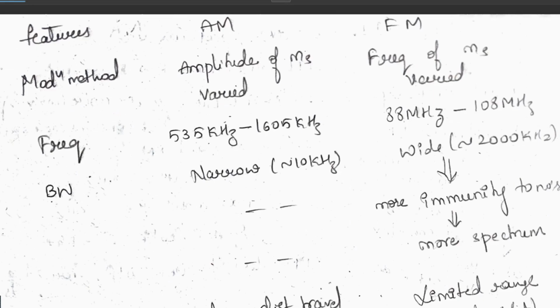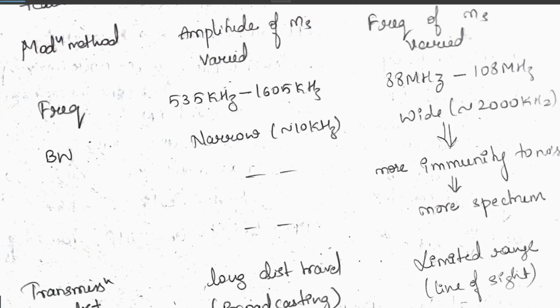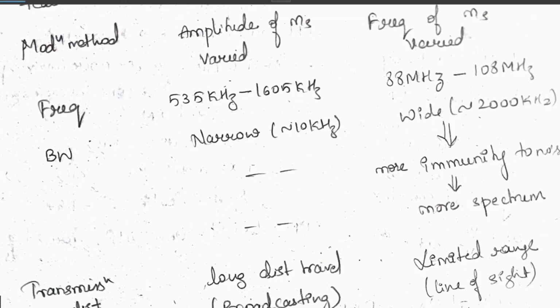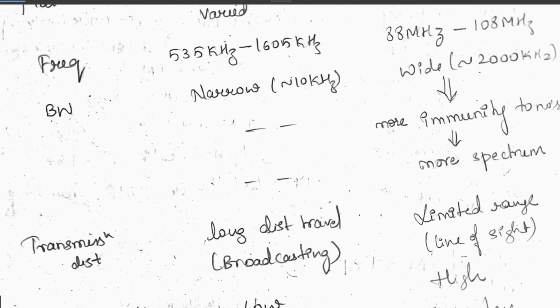First is the modulation method. In AM the amplitude of the carrier is varied; in FM the frequency is varied. Here the frequency is 535 kilohertz to 1605 kilohertz; there it is 88 megahertz to 108 megahertz. Bandwidth here is narrow, approximately 10 kilohertz. There it is wide, approximately 2000 kilohertz, which gives more immunity to noise, hence more spectrum.